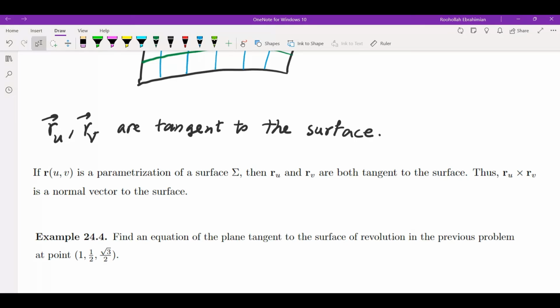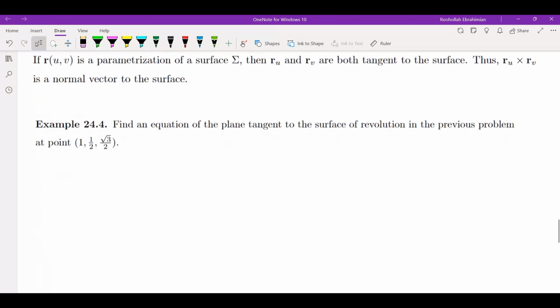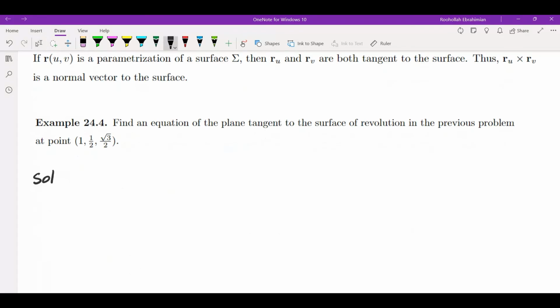So if R of u,v is a parameterization of a surface sigma, then R sub u and R sub v are both tangent to the surface. Thus, their cross product is a normal vector to the surface. So let's do an example on this one. Find an equation of the plane tangent to the surface of revolution in the previous example at this point.